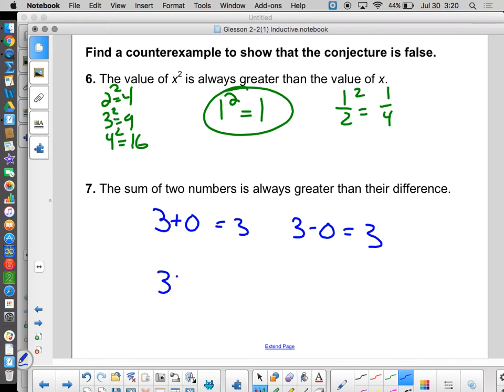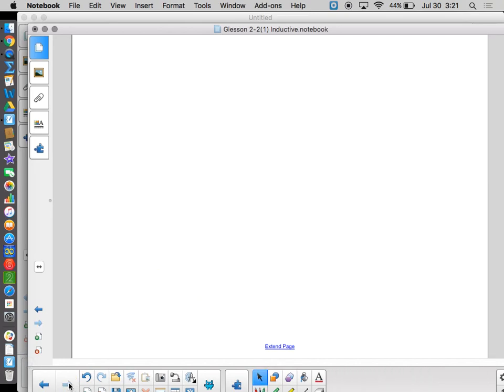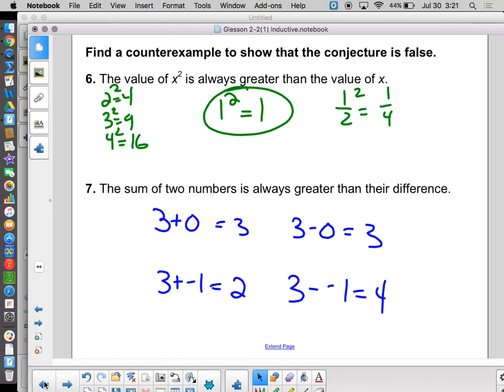Another counterexample might be 3 plus negative 1 is 2. 3 minus negative 1 is 4. Here's an example where the difference is greater than the sum. Just saying, there's lots of counterexamples out there. So we're going to be looking at inductive reasoning and providing counterexamples as part of our assignment today.